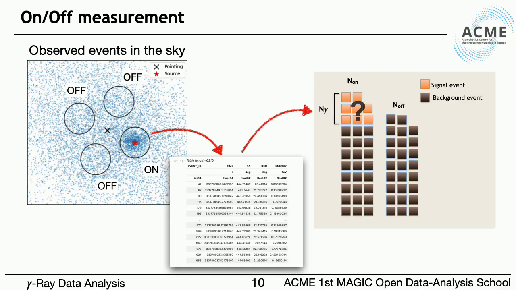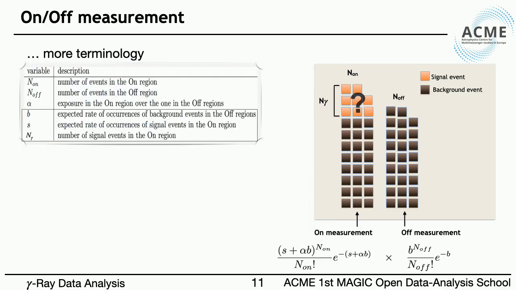So essentially, by comparing the counts in the on and off region, we can estimate the excess of signal over the background. From this comparison, we can then deduce the number of gamma-ray events, n gamma. So let's be a bit more explicit about the terminology that we are using here.